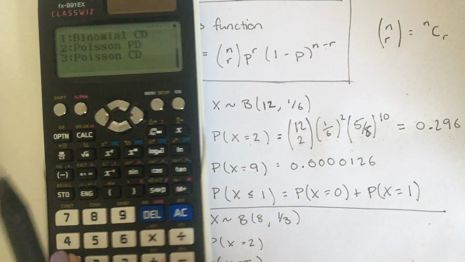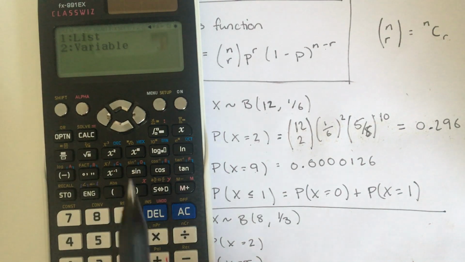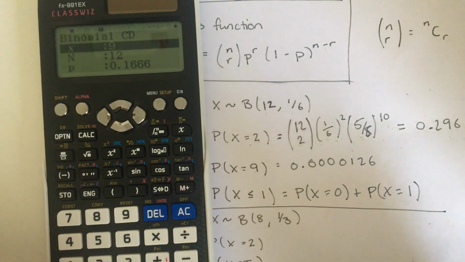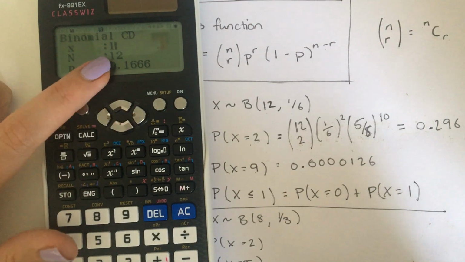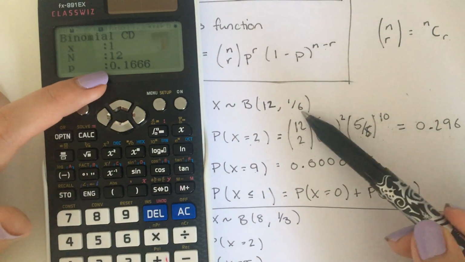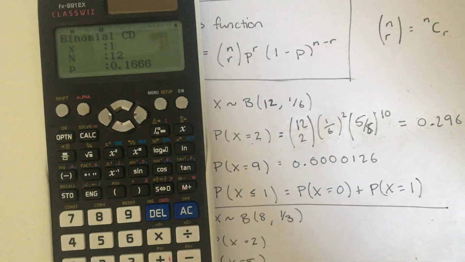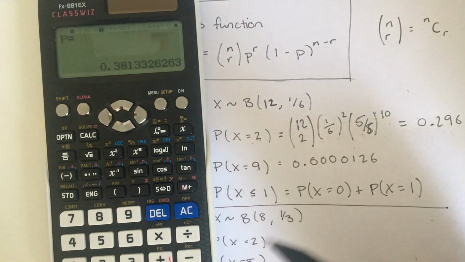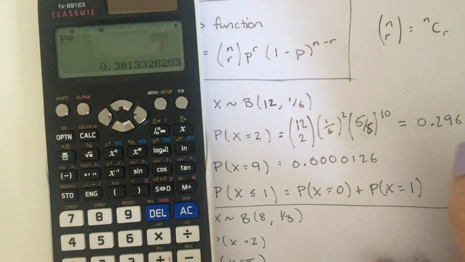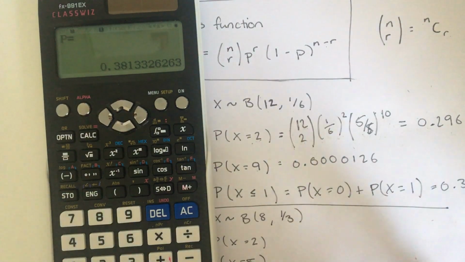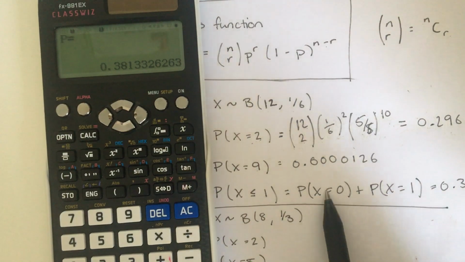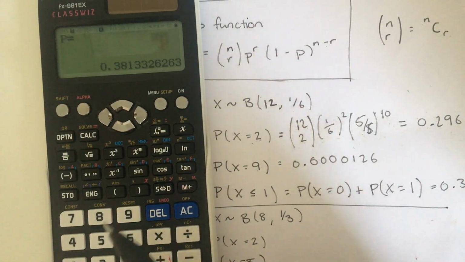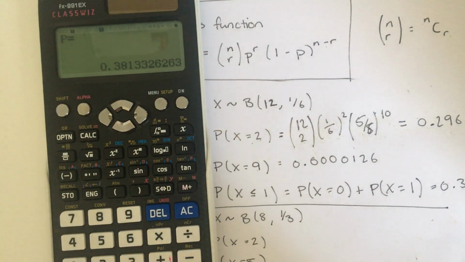So if I go into binomial CD here, 1, and then again I want variable, 2, and I'm going to put in x is 1, my number of trials is still 12, my probability of success is still 1 over 6, so these can remain the same, and then equals. So this here has worked out the probability that x is less than or equal to 1, instead of the probability that x is equal to 1. And so that's 0.381. But equally, you could have worked out these two things individually using the binomial PD function and then added them together.